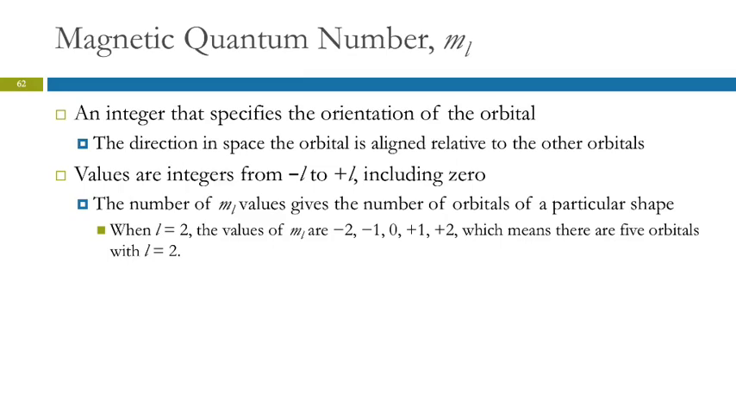The magnetic quantum number, m sub L, specifies the orientation of an orbital. What direction is it pointing relative to the other orbitals? M sub L can be anywhere from negative L to positive L, including 0. So if we had a situation where L is equal to 2, then m sub L could be anywhere from negative 2 all the way up to positive 2, and all the integers in between, including 0. So then there's 5 different integers. So this describes 5 different orbitals, and they're arranged differently in space around that nucleus.